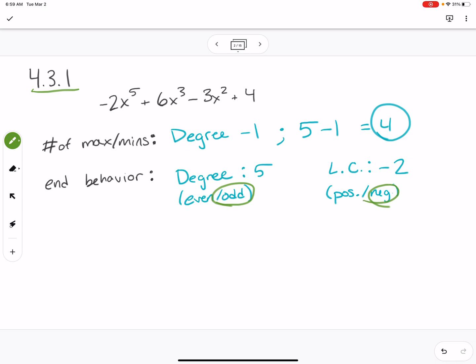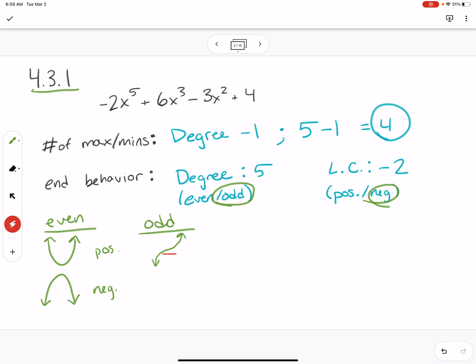If your degree is even, your graph will look either like this or like this. This top one is the positive case. This bottom one is the negative case. If your degree is odd, your graph is either going to look like this, and there could be more maximums and minimums in between there, or like this. And again, there could be more maximums and minimums there. This top one is our positive case. This bottom one is our negative case.